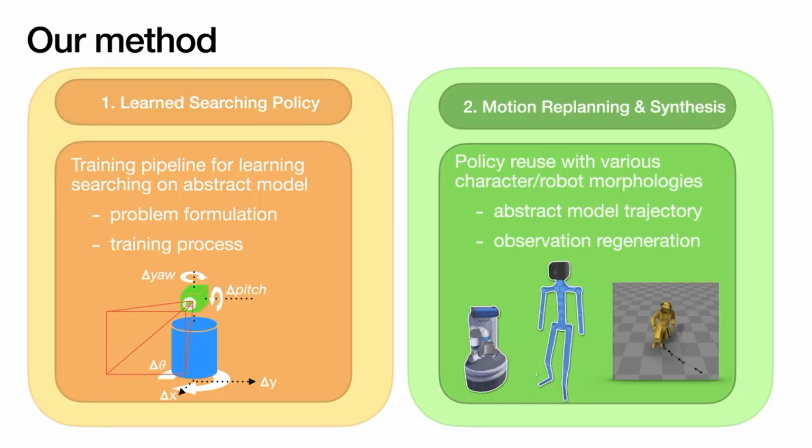Using motion replanning and synthesis algorithm, we can transfer the searching behavior from abstract agent to more complex human motion and other characters. Since the characters can be of a different height, we apply domain randomization during training of the searching policy. Please refer to the paper for additional details on training and domain randomization. We'll now look at the results of combining abstract searching policy with motion generation models such as NSM or PFNN.